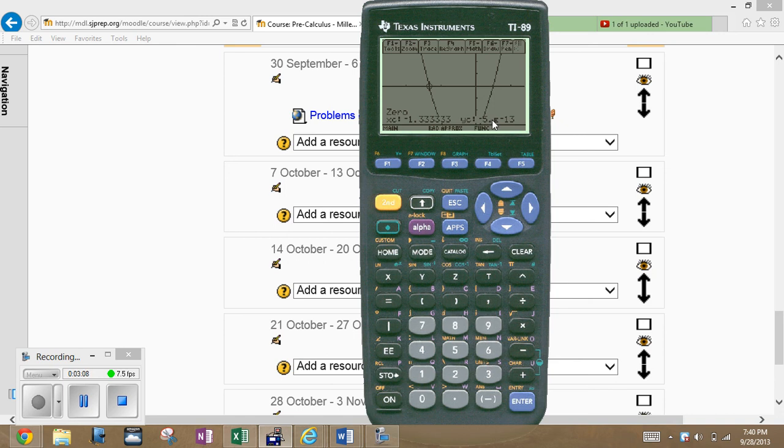If it doesn't say exactly 0, it is 0. This is what? -5 times 10 to the -13. So that's essentially 0. Don't even worry about it. So there's our intersection there. Let's find the other point of intersection.